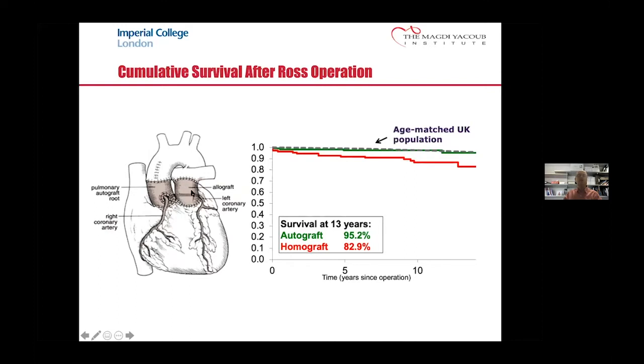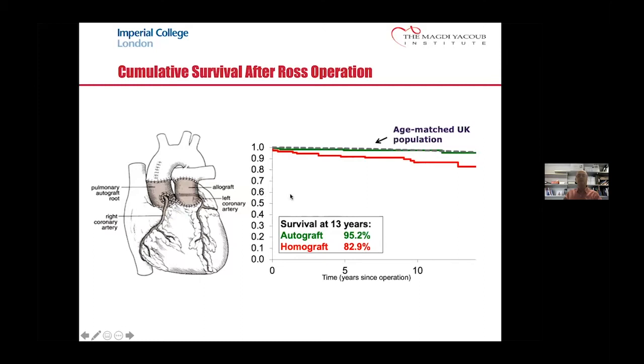So the autograft in the pulmonary position will last because this is a low pressure situation and is without any great wear and tear. And the pulmonary valve that belongs to that person sits here, adapts to its new situation, and like any other valve substitute, it contains living cells.